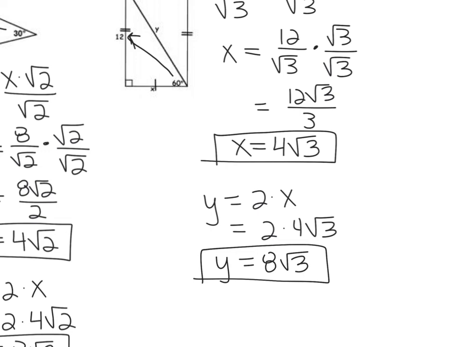So very important that you know the relationships for the 45, 45, 90 and 30, 60, 90 special right triangles. We will be using these again in a later section when we start talking about trig functions and the trig ratios that exist in our right triangles.